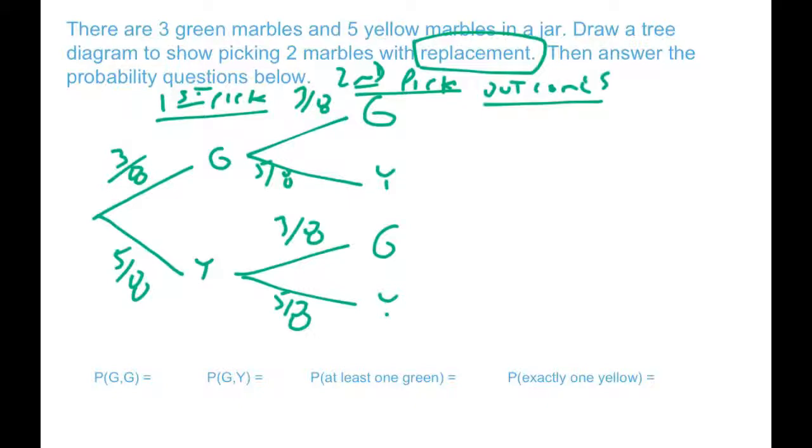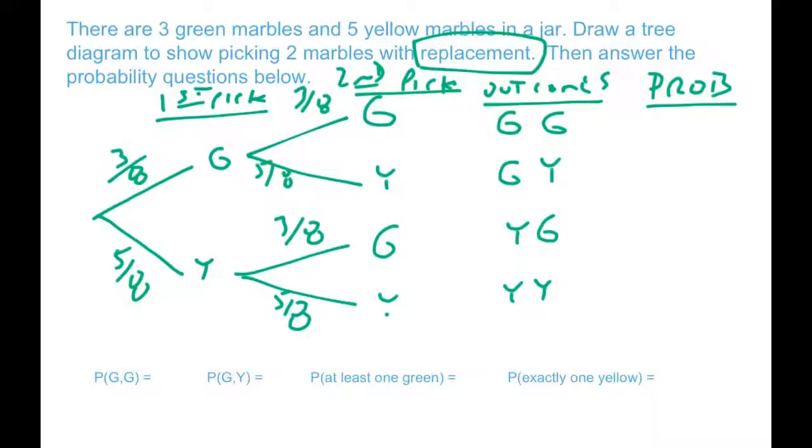So these are all the things that could happen, all the results. I could get green and green, could get green and yellow, could get yellow and green, or I could get yellow and yellow. Then we have our probability, and that's where we multiply the probabilities on the branches.